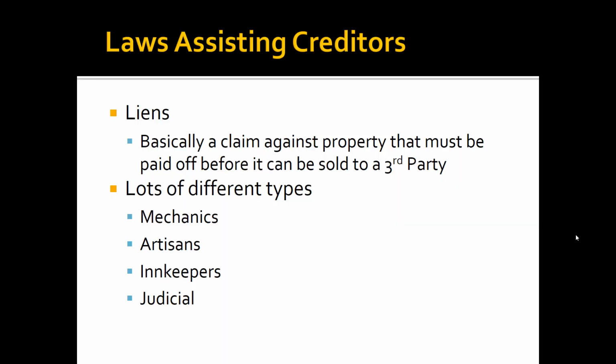The first thing we're going to talk about are some laws that assist creditors. We're going to talk about a lien. In fact, we're going to mention 4 types of liens. We're going to talk about mechanics liens. We're going to talk about artisans liens. I'm going to refer very, very briefly to innkeeper liens, even though they're pretty rare. And then we're going to talk about judicial liens.